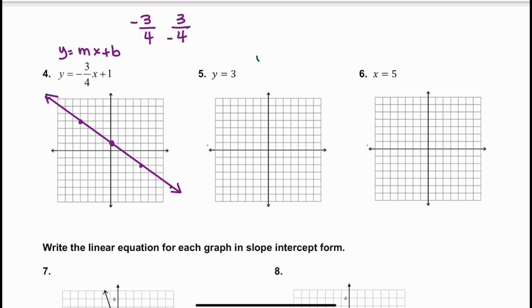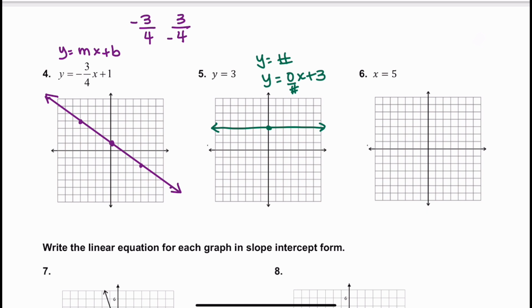Now, if you just have y equals a number, this is like saying y equals 0x plus 3. We're going to begin at 3. And then we're going up 0 and over whatever number you want. So y is always going to be equal to that number. So if you have y equals a number, remember it's just a horizontal line at whatever number you're at.